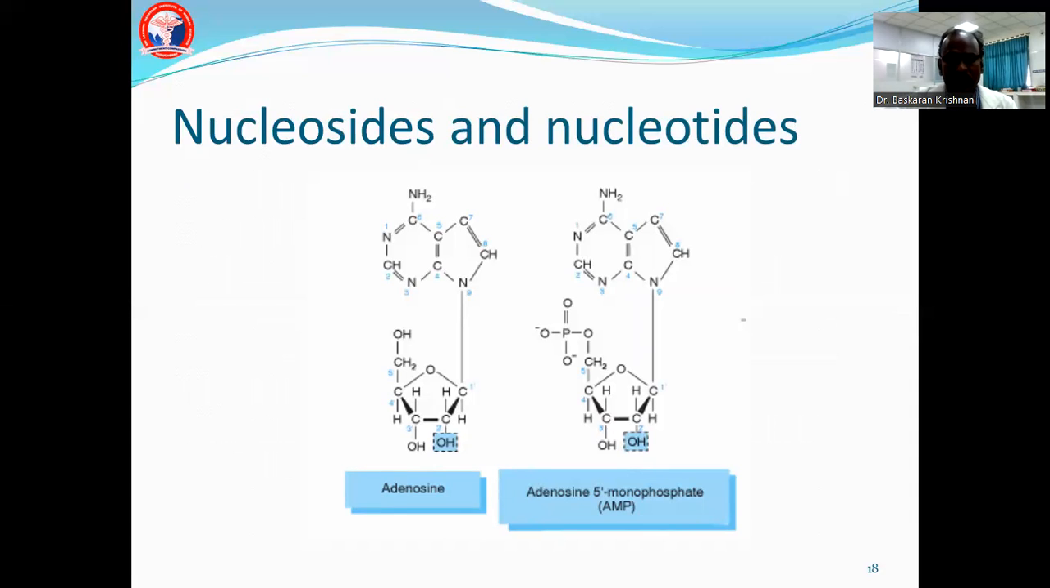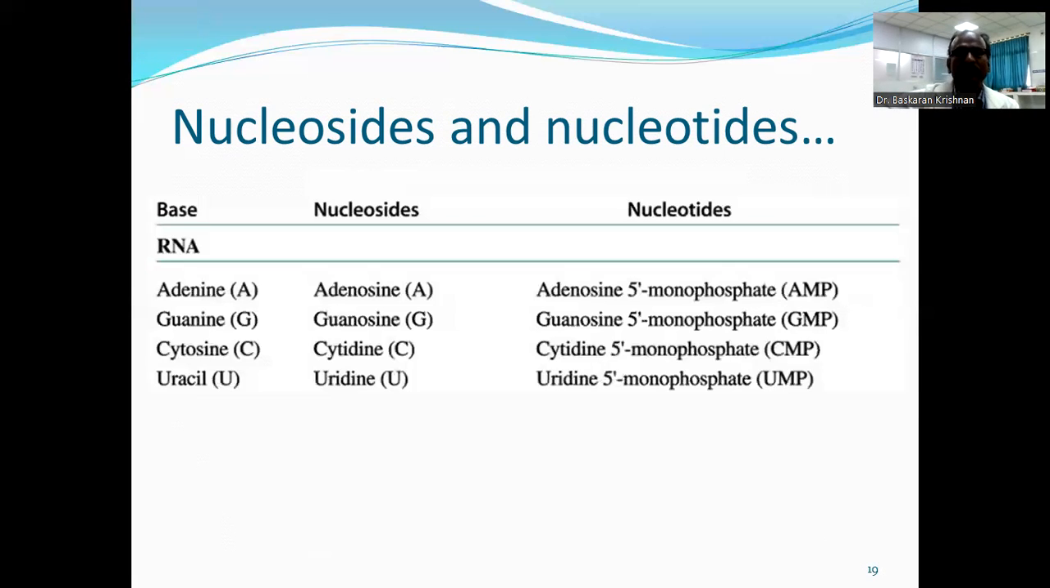Here it shows both nucleosides and nucleotides. Adenosine is a nucleoside, a ribonucleoside. When it's attached to phosphoric acid it becomes adenosine 5' monophosphate, or AMP. So that's a nucleotide. We can add one more and two more phosphates, and it becomes ADP and ATP. This one is nucleosides and nucleotides: adenine becomes adenosine, and adenosine monophosphate, AMP, is the nucleotide.